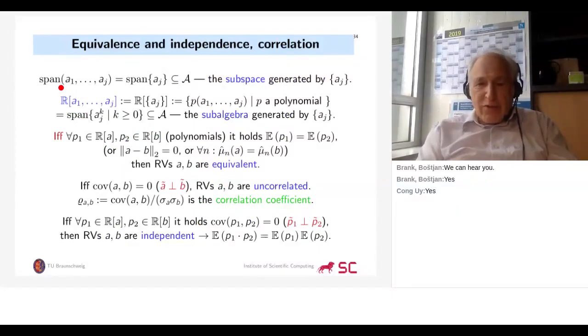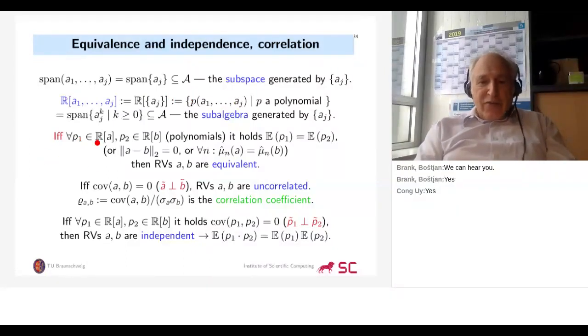Random variables, we know they're in the algebra. So now we have J random variables. We take the subspace spanned by them. We call this the subspace generated by these random variables. Now, because they're in an algebra, we can go a little bit further, and we can take all multivariate polynomials in these variables. Okay, they also, of course, are in the set A because it's an algebra. And we write this like this, and this is the subalgebra generated by these random variables.